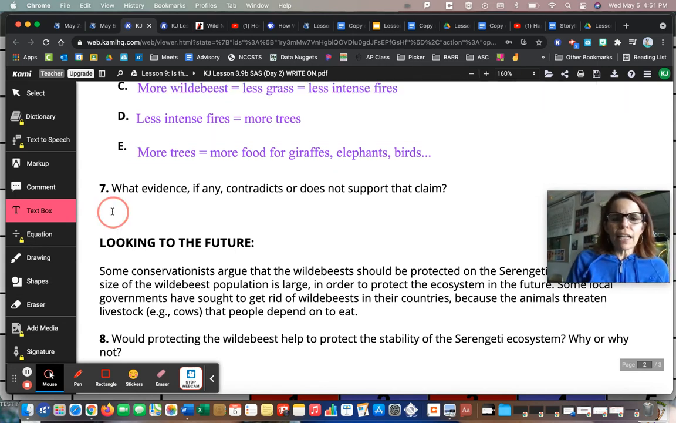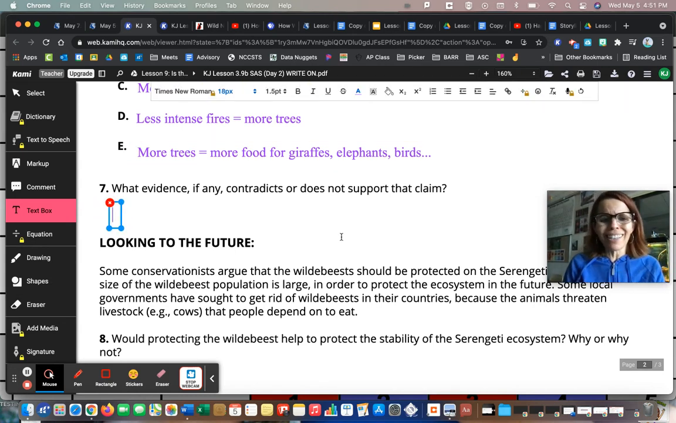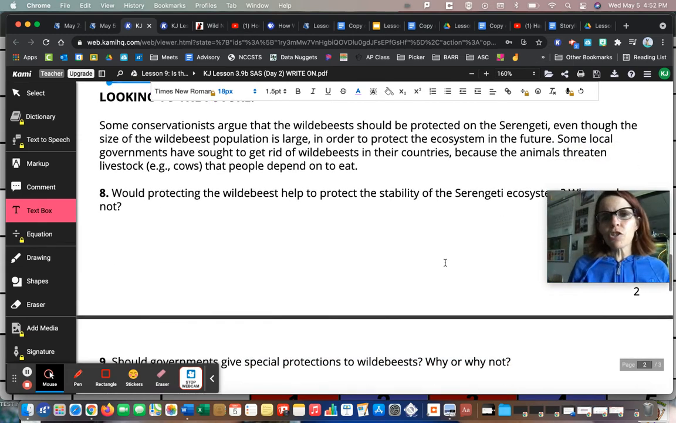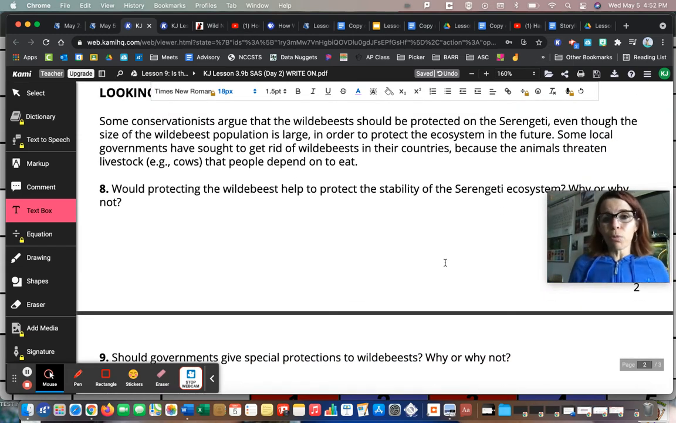So what evidence, if any, contradicts or does not support that claim? None that we've seen. We haven't seen anything that makes them like they're not that important of an animal. Just imagine what would happen to the Serengeti if the wildebeest weren't there. All right, we're really close to the end.